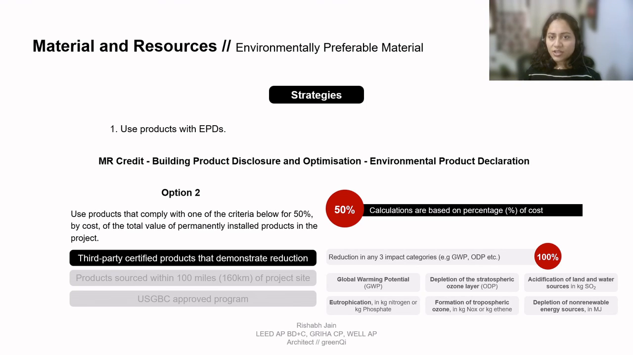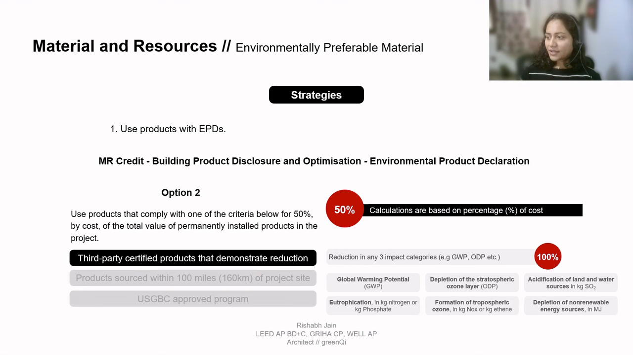So in global warming potential, this is actually the carbon emissions that a product is emitting throughout its life cycle. So that GWP is the amount of kg CO2 the product is emitting. So that's one of the indicators. Similarly, we have 6 indicators, and the product should demonstrate at least a reduction in 3 categories to comply with this. So that product will get 100% of its valuation.